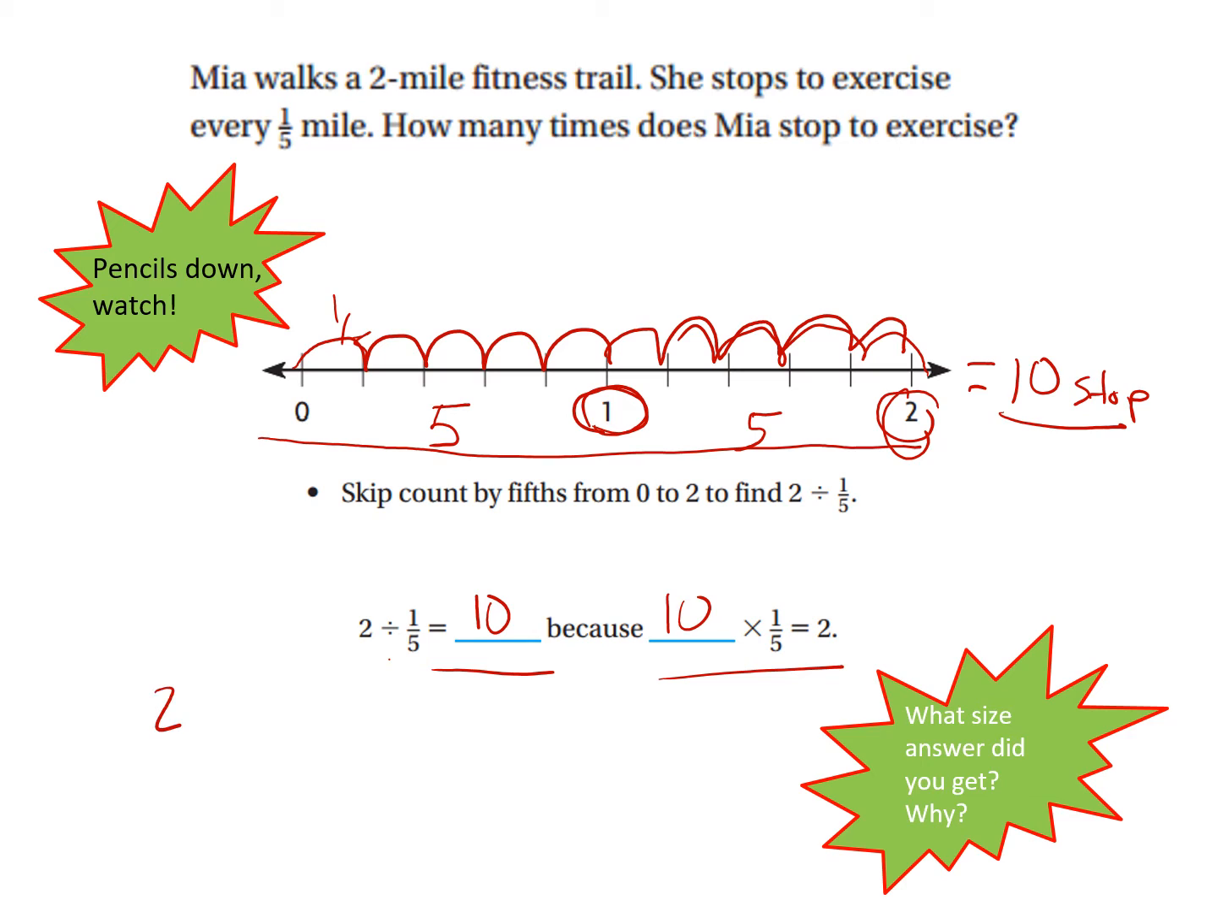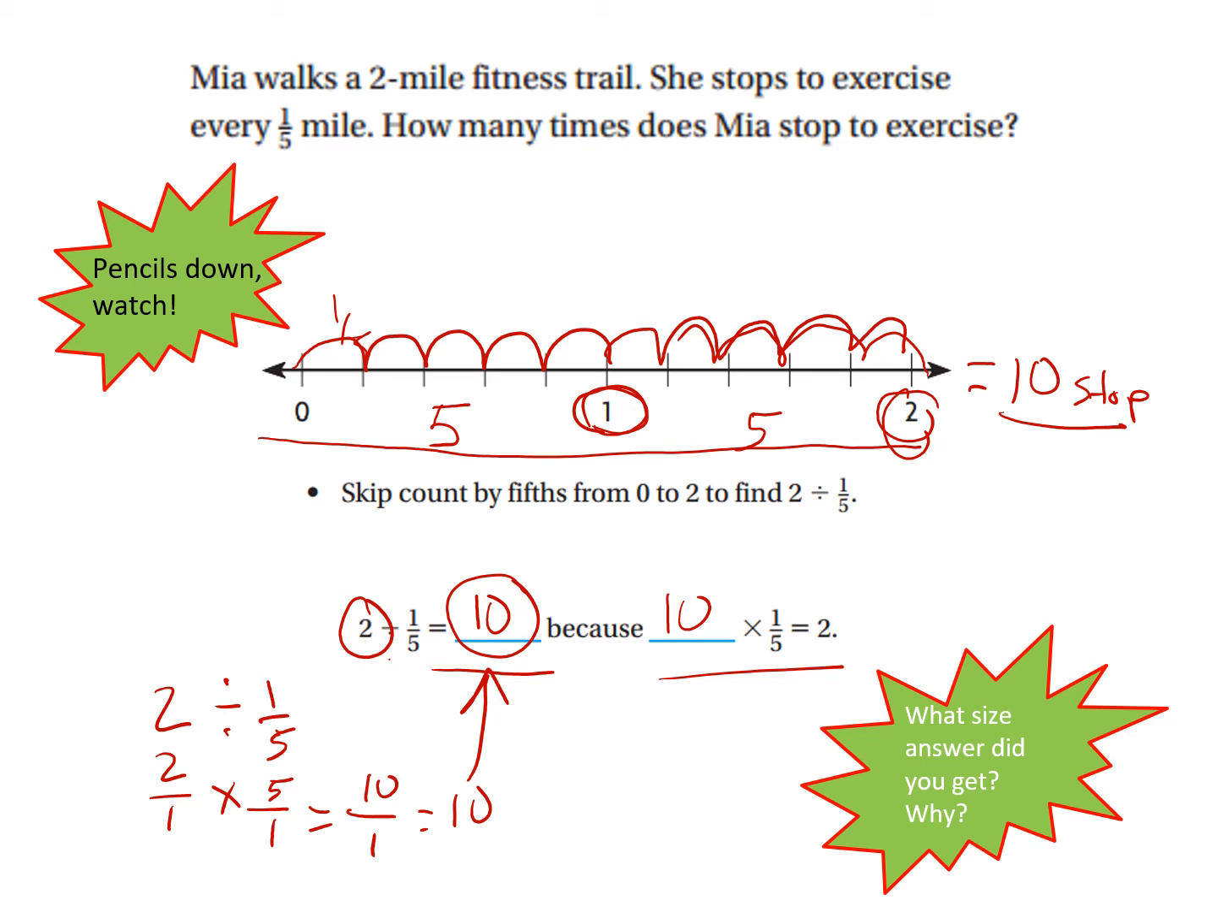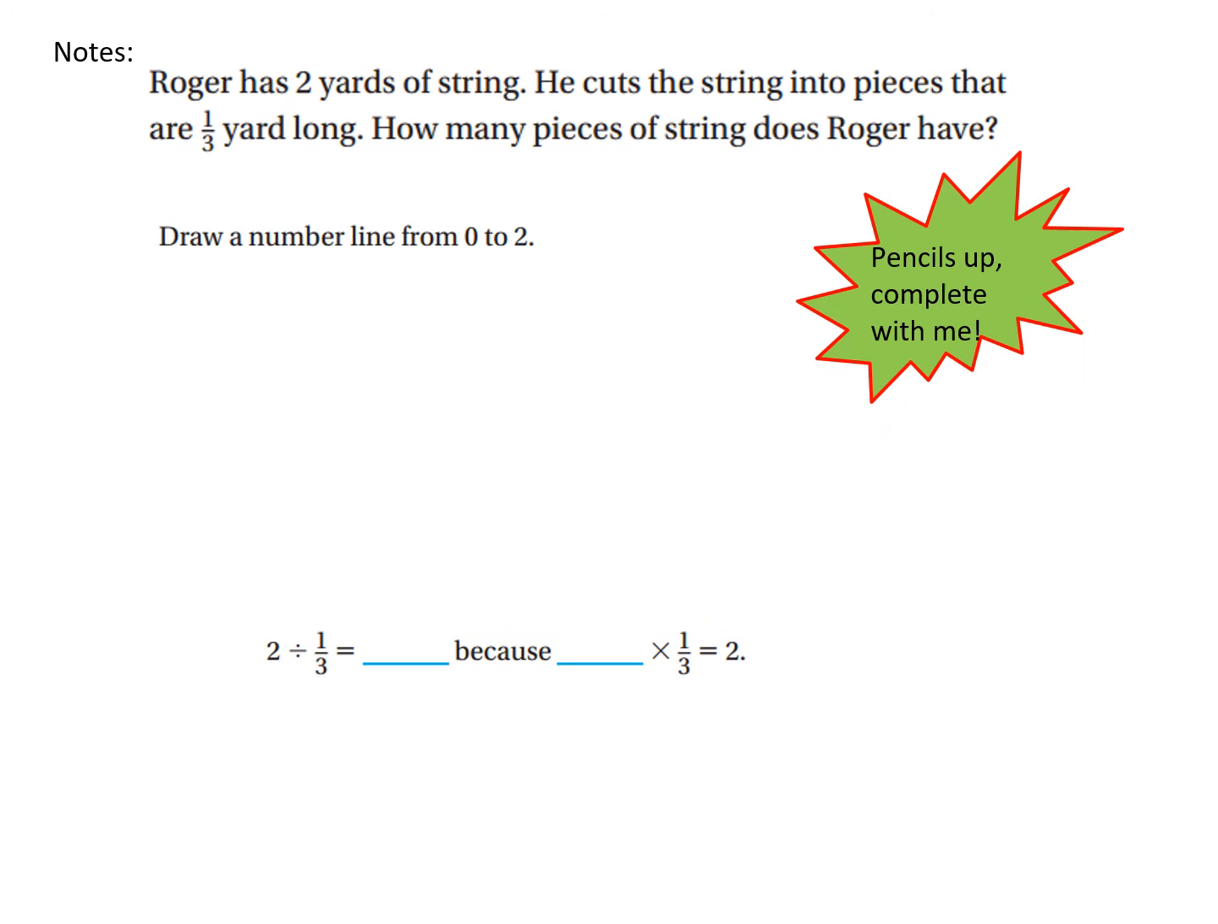If we check that math, 2 divided by 1/5: add a 1, change the sign, flip the fraction, multiply. 2 times 5 is 10. 1 times 1 is 1, equals 10. It matches. Okay? Notice, I started with a whole number. I ended with a whole number. When I'm dividing, if I start with a whole number, I end with a whole number.